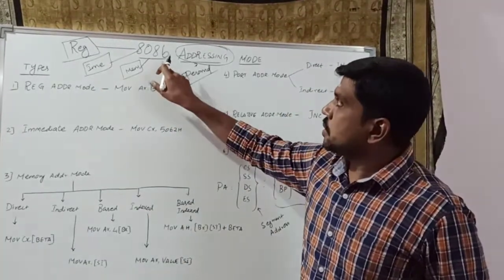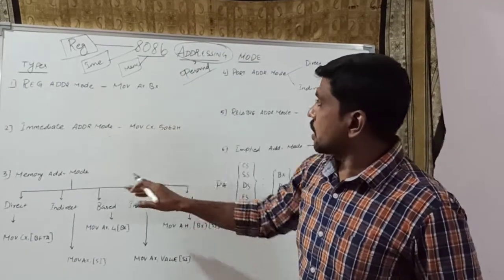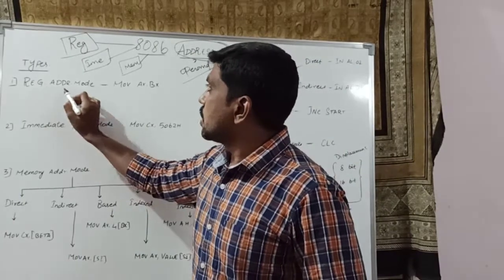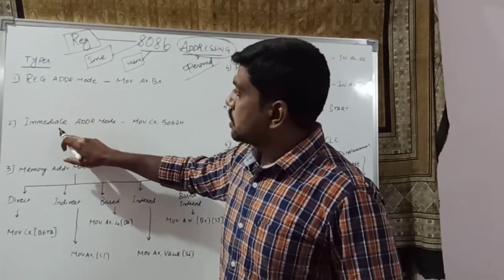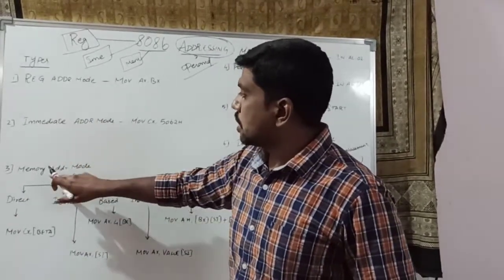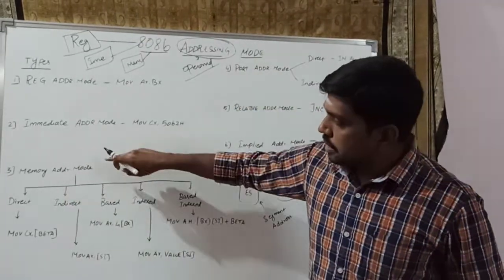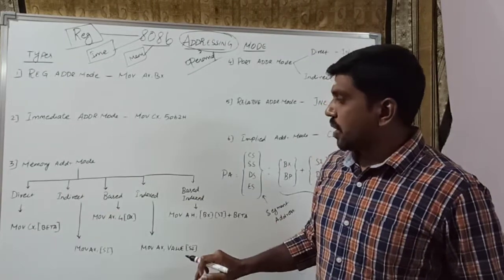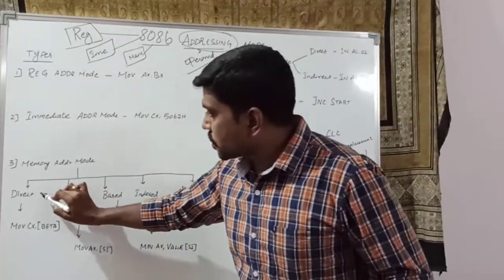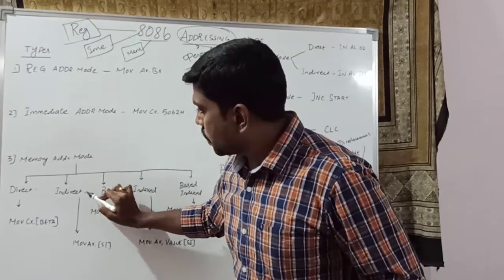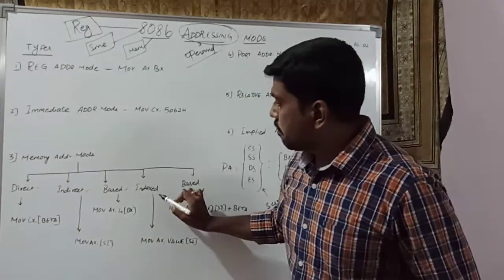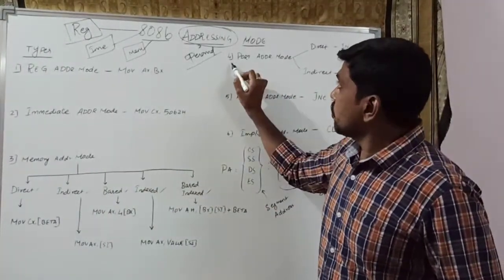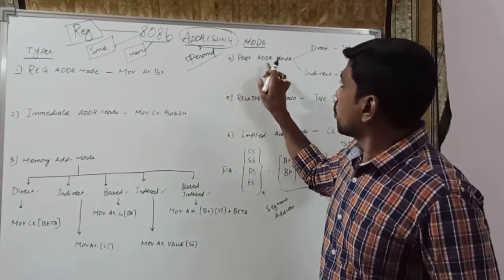The 8086 microprocessor categorizes six types of addressing mode. The first type is register addressing mode, the second is immediate addressing mode, and the third is memory addressing mode. In memory addressing mode, we can sub-categorize five types: the first one is direct, second indirect, third based, and fourth indexed.